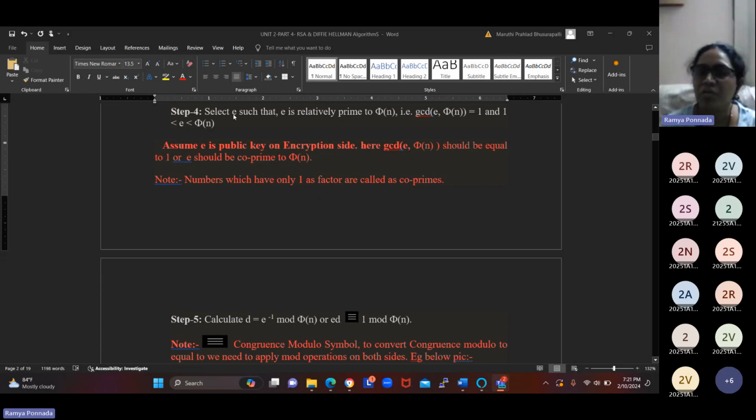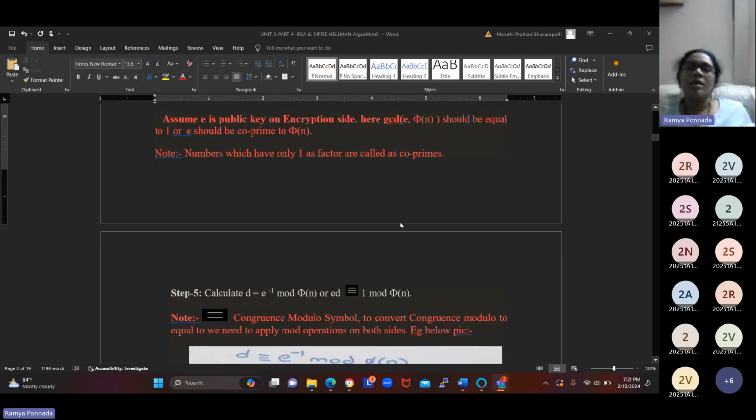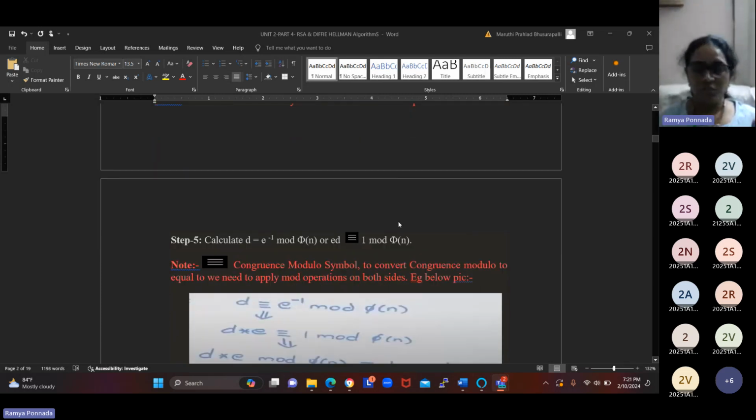What you need to do? You need to select one E. That E is going to be considered as the public key on the encryption side. Here GCD of E comma phi of n should be equal to 1, or it should be co-prime. So both should be co-prime to each other. So E should be co-prime to phi of n. The numbers which have only one common factor are considered co-primes. Now step number 4 is completed.